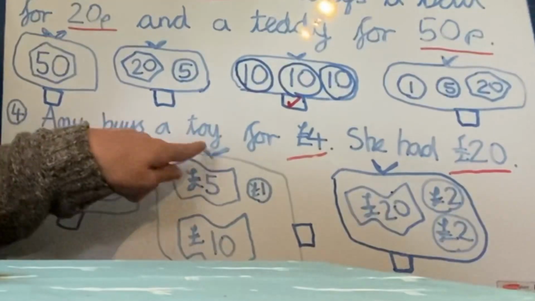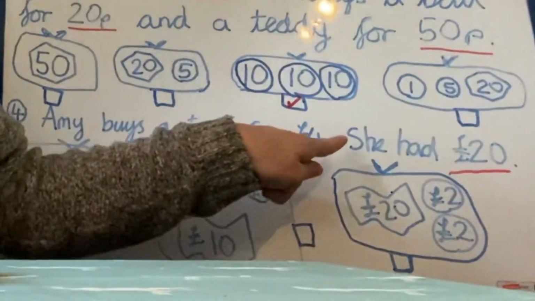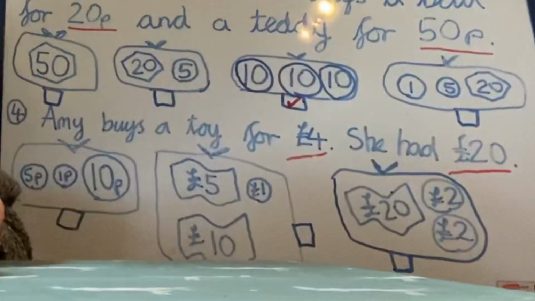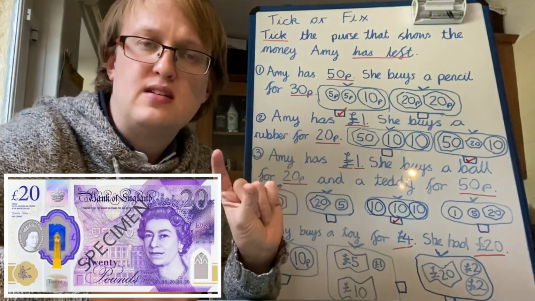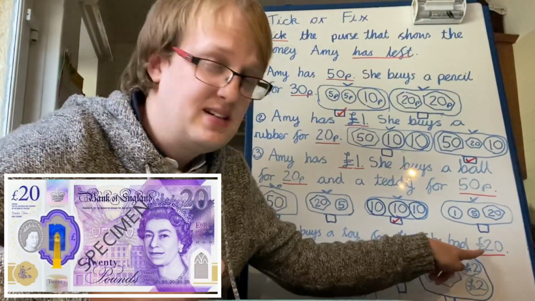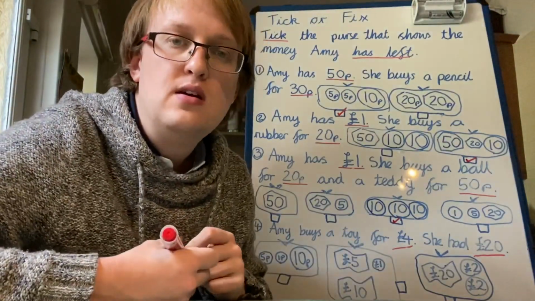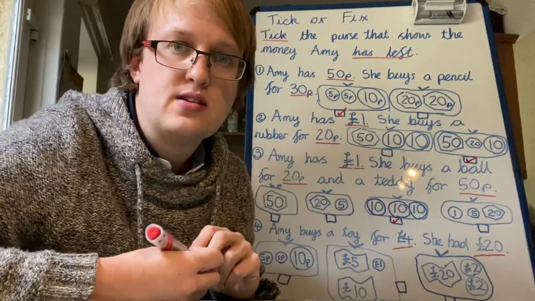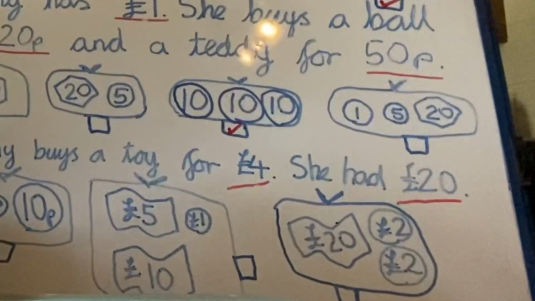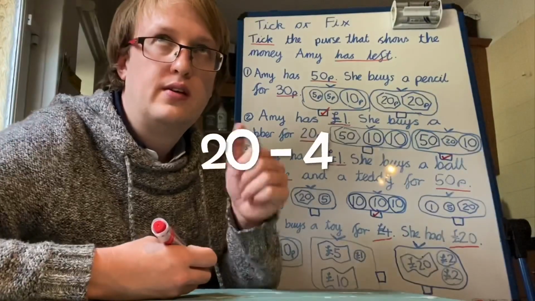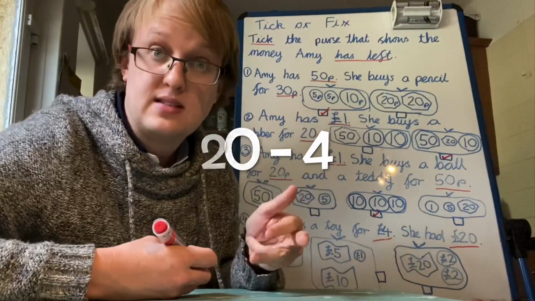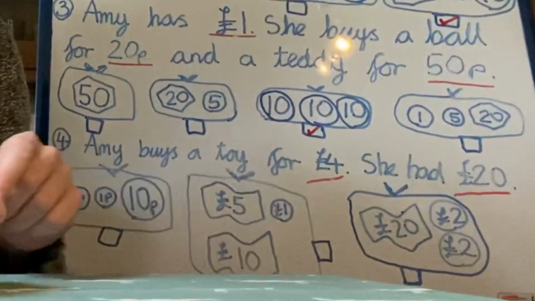Amy buys a toy for £4. She had £20. So the order of this question is different. So she had £20 altogether and she bought a toy for £4. Step 2 is to think about the change. So 20 to start with, subtract 4, 19, 18, 17, 16 pounds left.